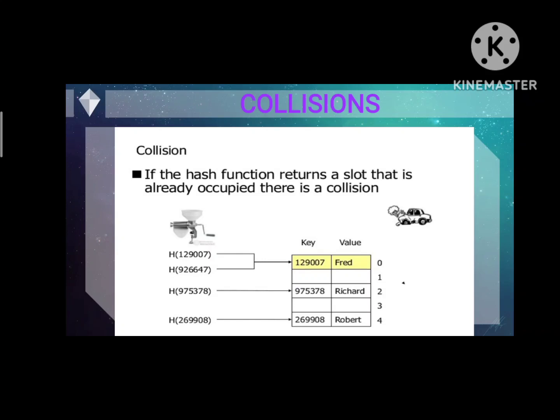In the hash function, I did the calculation just now. I took one more value and did the calculation, and it showed that there is one more search key for the same zero index. What is that? 926647 here. So we can't store two values in one index, and that is what is called a collision, as I have written in the example here. So our class ends here, and my session ends here.